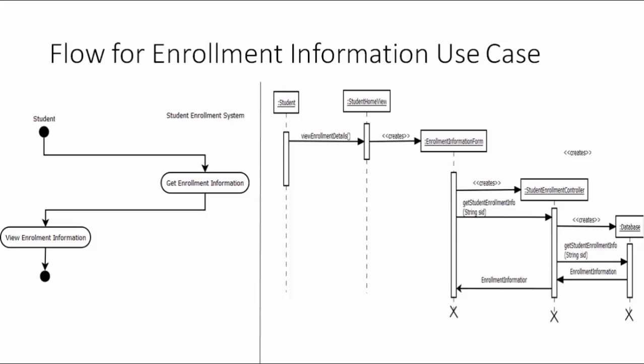Student will first submit the request for view enrollment details. Now, as he is submitting the request, the student home view will create an enrollment information form, which will display the enrollment information. To fill this enrollment information form, the form will in turn call the database student enrollment controller.